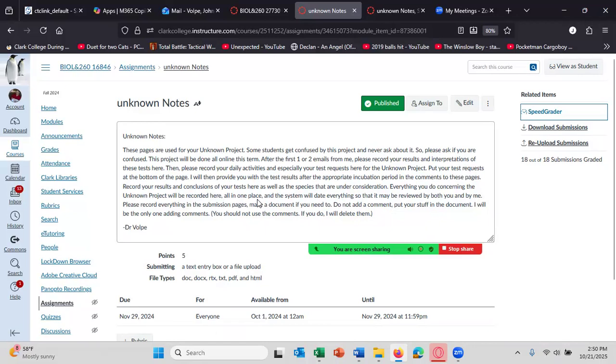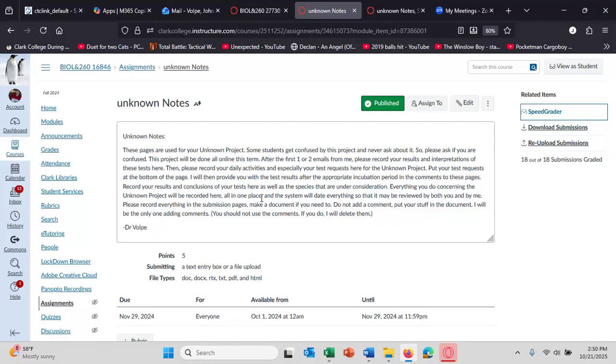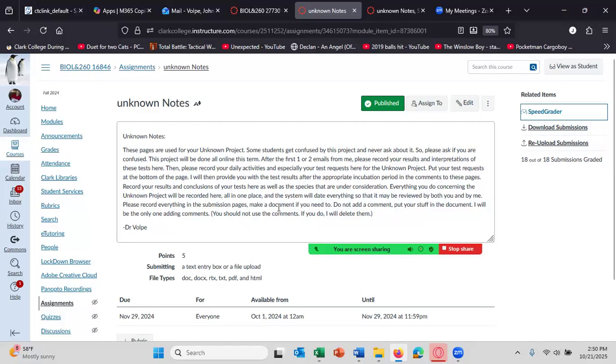You should also put everything you do in your unknown project in your unknown notes page. The reason why I'm doing this is I want all of the data to this project to be put in one place and easy to find for both you and for me. So we can go look up what you've done in your unknown notes pages for the unknown project.